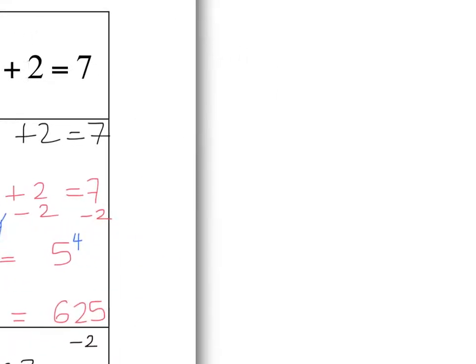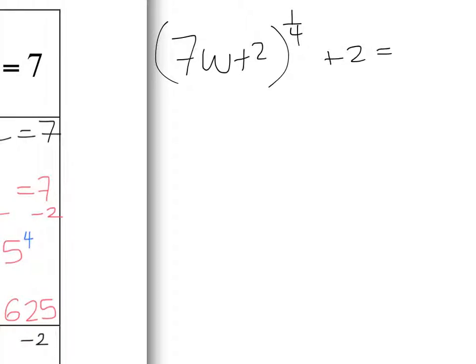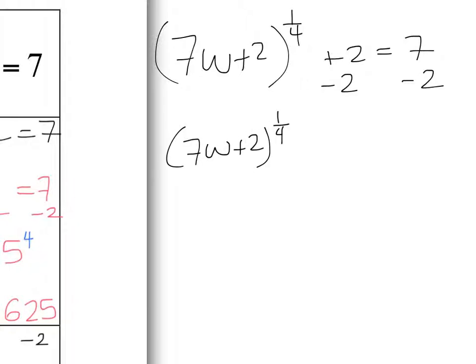Now can I keep the rational exponent? Definitely you can. So let's see how we can do it. You can keep it in a rational exponent, and then you apply the same idea. You have to isolate the parentheses, so you get (7w + 2)^(1/4) is equal to 7 minus 2, which is equal to 5.